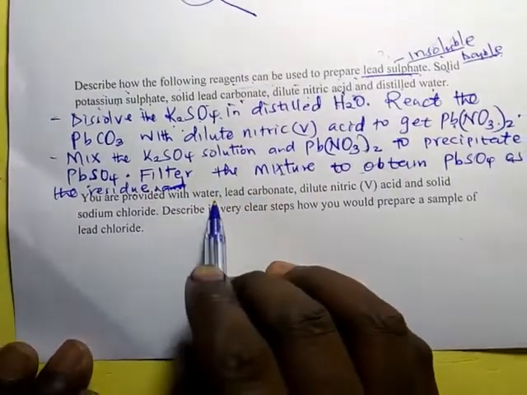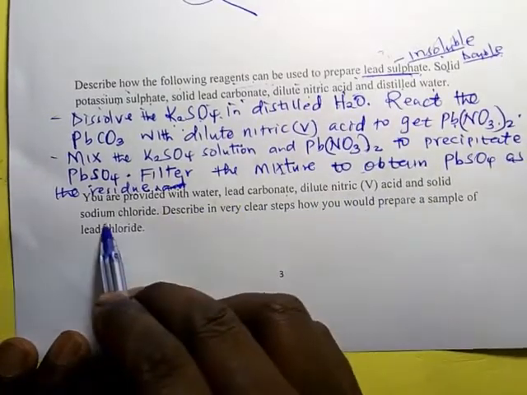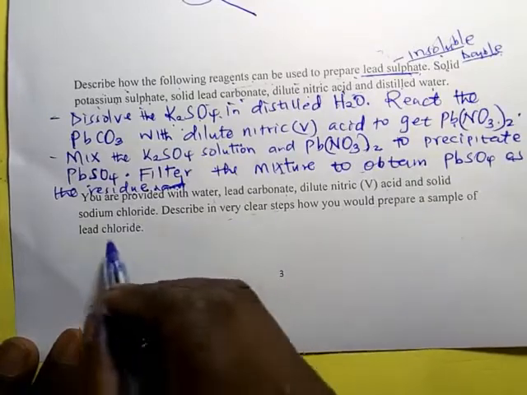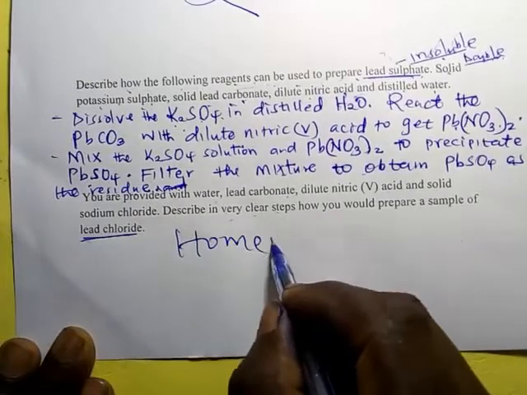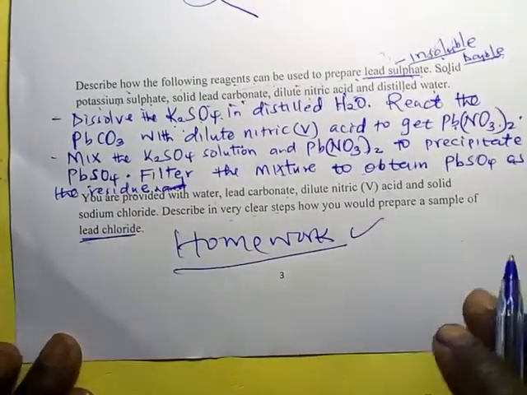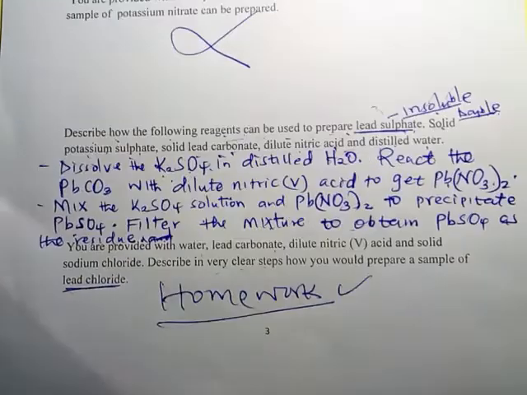You are provided with water, lead carbonate, dilute nitric acid, and solid sodium chloride. Describe, very clearly step by step, how to prepare lead chloride. Homework. Do it and I will mark it for you. No problem. Thank you for your time.